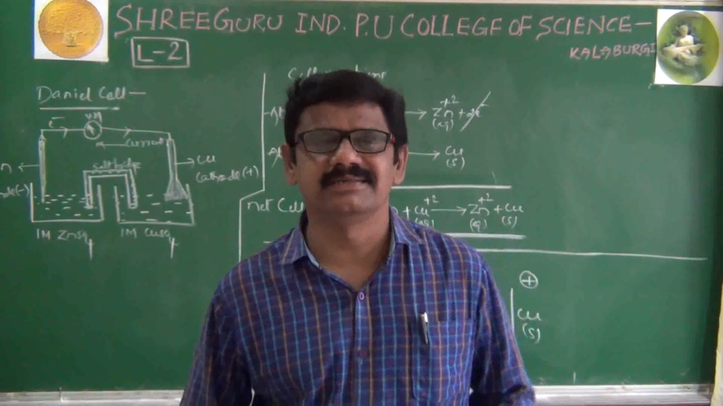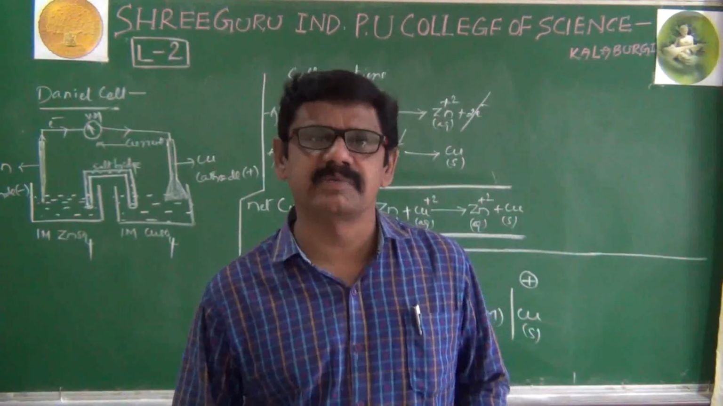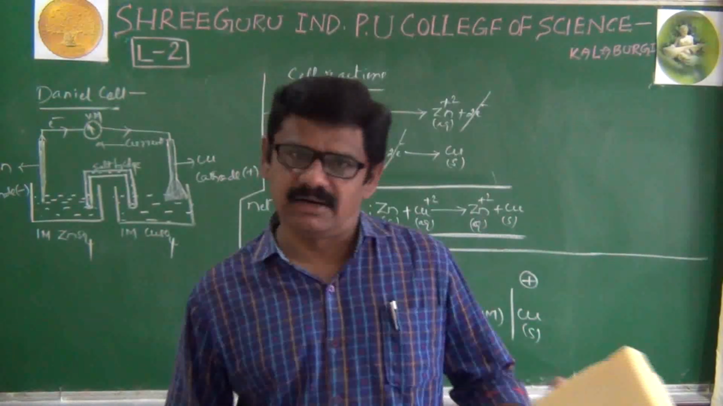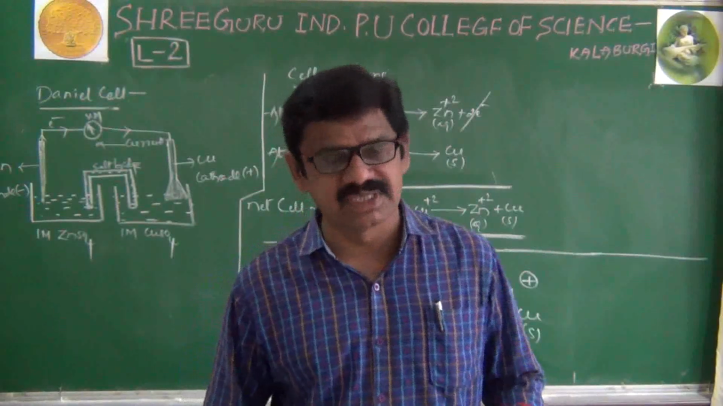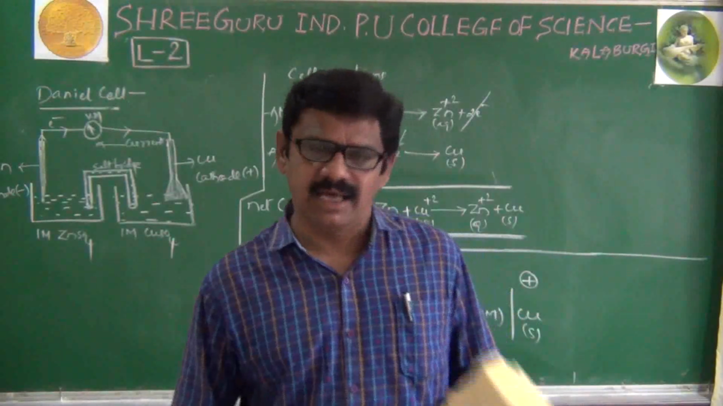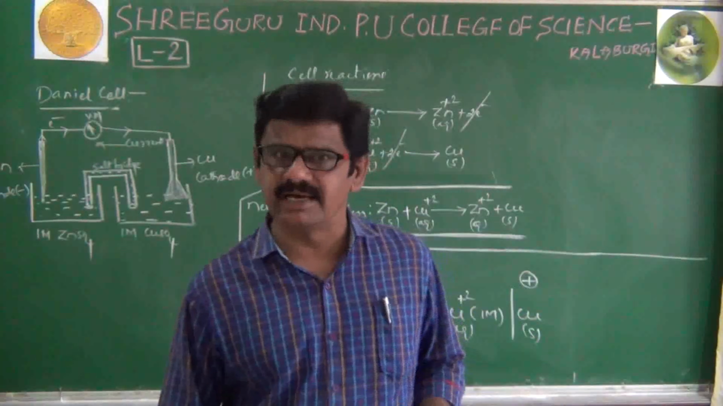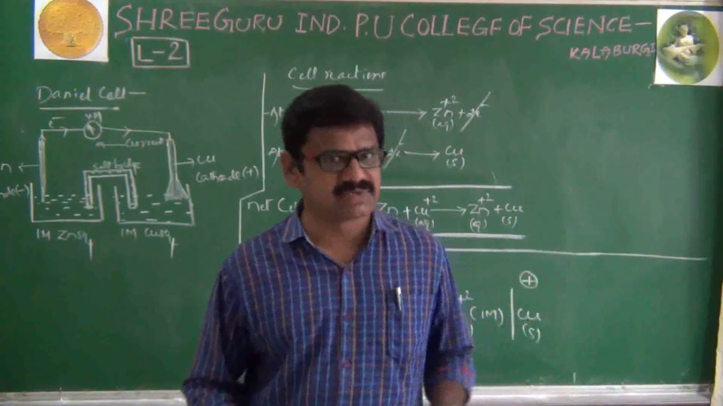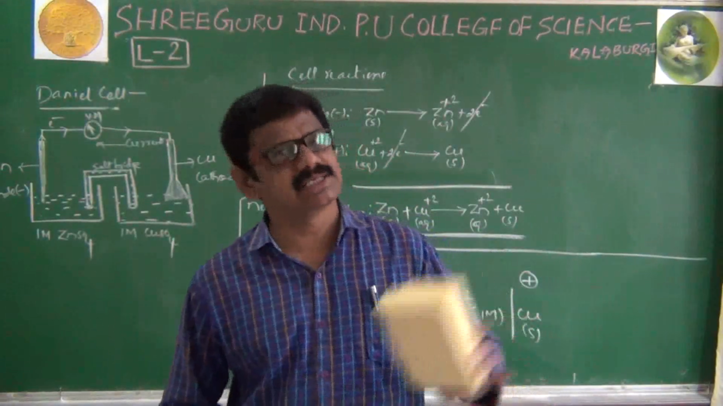Hi students, in the last class we already started the electrochemistry topic. In that we covered oxidation, reduction, oxidizing agent, reducing agent, redox reaction, as well as the construction and working of a Daniell cell, and along with that we covered the role of a salt bridge as well as the conditions of the electrolyte to be filled in the salt bridge.